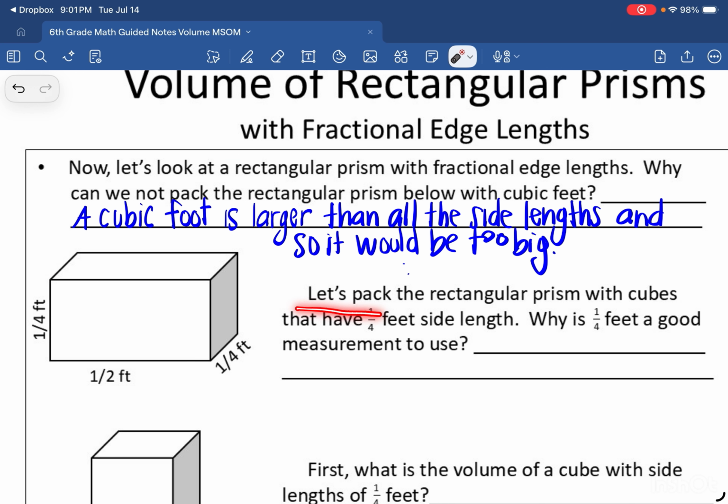Let's pack the rectangular prism with cubes that have 1/4 feet side length. Why is 1/4 feet a good measurement to use? It's a good measurement because 1/4 will evenly go into all side length measurements. So we have 1/4 here, 1/2, but that's just twice 1/4, and then 1/4 there.